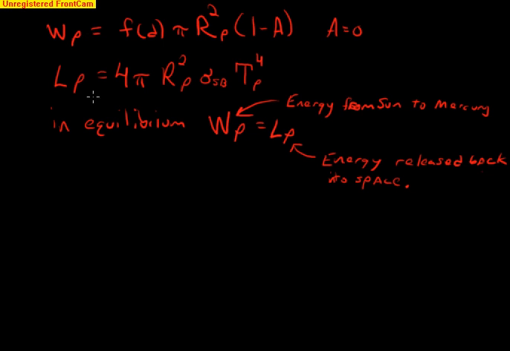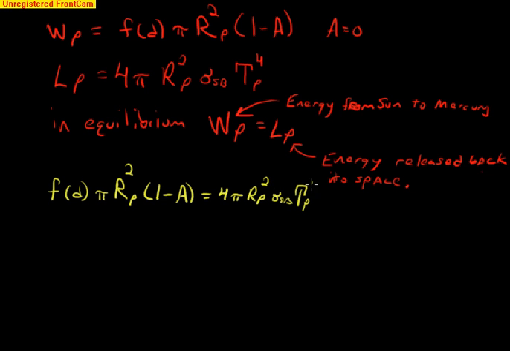Okay, looking at these two right here, we have this setup. We have W, the work on the planet, is the function from the distance of the Sun to the planet, times pi times the radius of the planet squared, times 1 minus albedo, is equal to 4 pi times the radius of the planet squared, Stefan-Boltzmann's constant, times the temperature of the planet to the 4th power. Well, now we need to figure out what this term is.